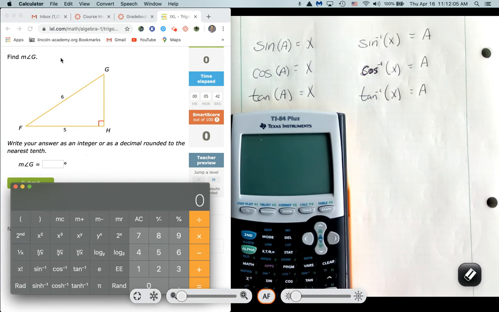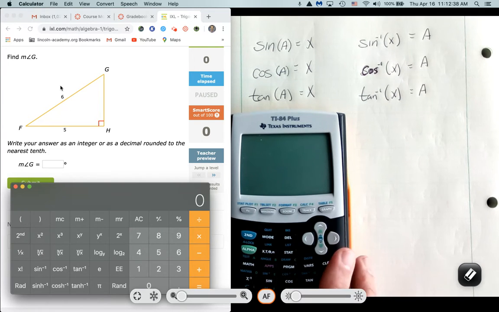So if I was to look at this triangle and I was to ask you, what is the cosine of angle F? The cosine of angle F is this adjacent side divided by the hypotenuse, so it'd be 5 over 6. So the cosine of F is 5 over 6. Well, it doesn't give us the actual angle measure. We want to know, what is that angle measure if the ratio of the cosine is 5 over 6?